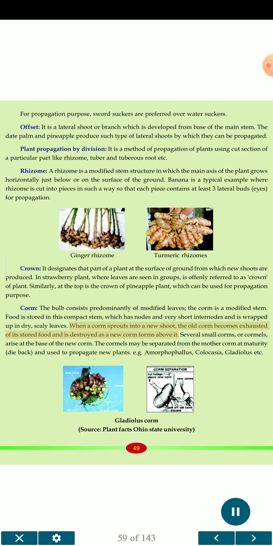When a corm sprouts into a new shoot, the old corm becomes exhausted of its stored food and is destroyed as a new corm forms above it. Several small corms, or cormels, arise at the base of the new corm. The cormels may be separated from the mother corm at maturity, dried, and used to propagate new plants, e.g. Amorphophallus, Colocasia, Gladiolus etc. Gladiolus corm, source, Plant Facts, Ohio State University.